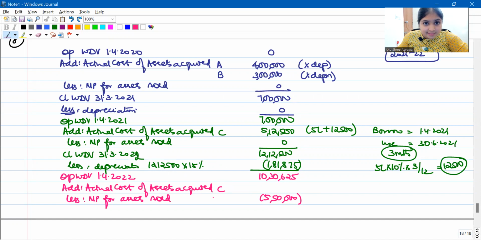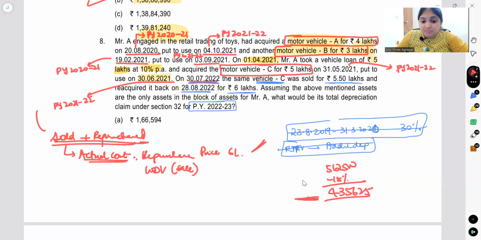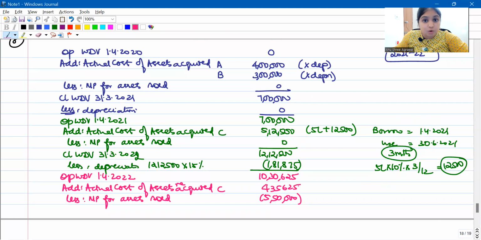We are acquiring asset C. In fact, we are reacquiring asset C. We are reacquiring it for 6 lakhs. But we will not take 6 lakhs as it is. We will compare 6 lakhs with what is the WDV before sale. So before sale, WDV was 4,35,625 because before sale only 1 year depreciation, 15% depreciation, we have claimed. So 4,35,625 or 6 lakhs, which is lesser, guys, 4,35,625. This is going to be the actual cost of assets acquired.